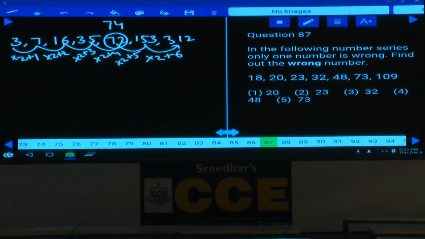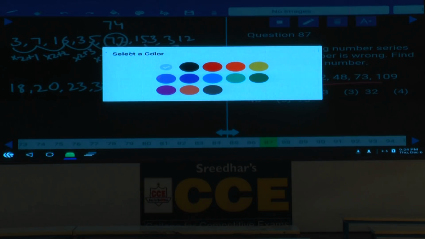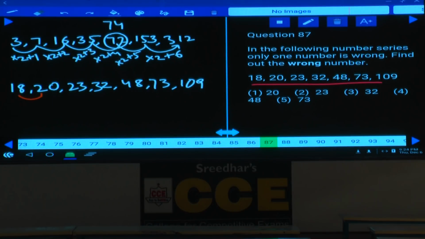Then coming to question number 87. In this question, if you observe, the numbers are increasing at a smaller rate. As the numbers are increasing at a smaller rate, we should check for the difference. Now 18, 20, 23, 32, 48, 73 and 109. Now these are the differences between these numbers. Then what is the difference here?